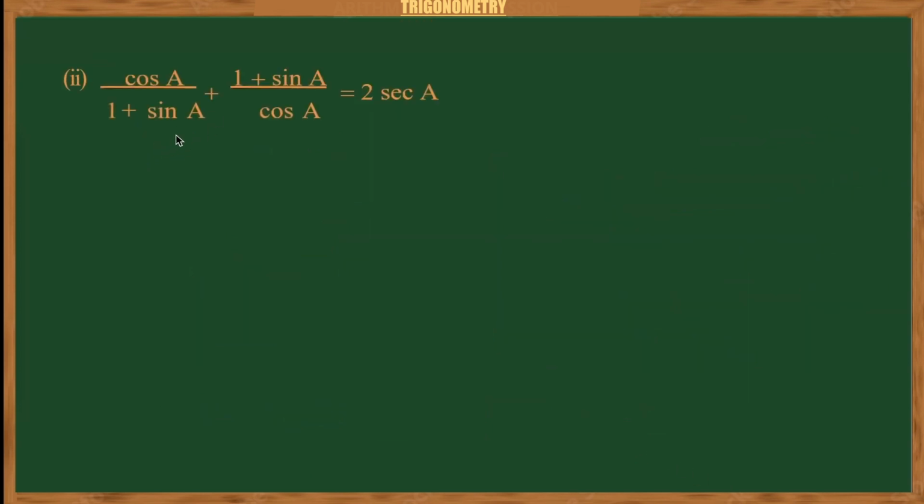Okay student, let's solve this question. Cos A divided by 1 plus sin A plus 1 plus sin A divided by cos A. We need to prove it is equal to 2 secant A. One thing we said was we need to convert it in terms of cos and sin. Here we can see it's already converted into sin and cos. So is there a formula which we can apply here? Right now we cannot, but let's try to simplify it.